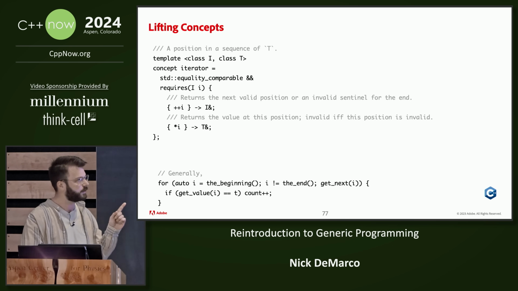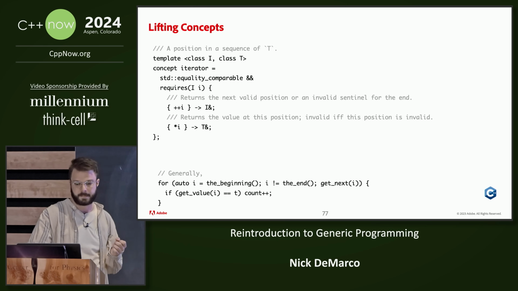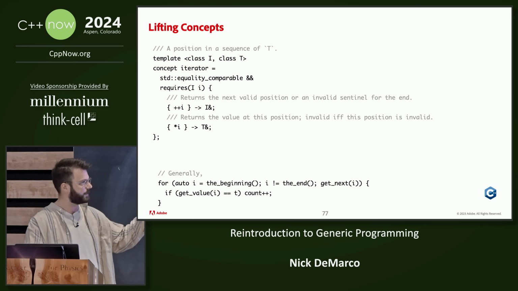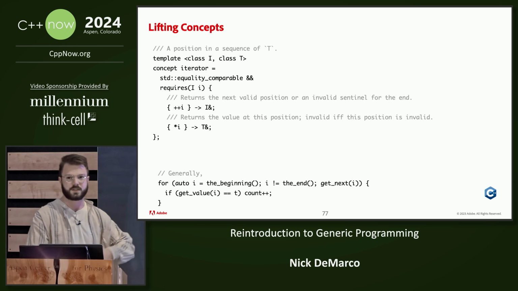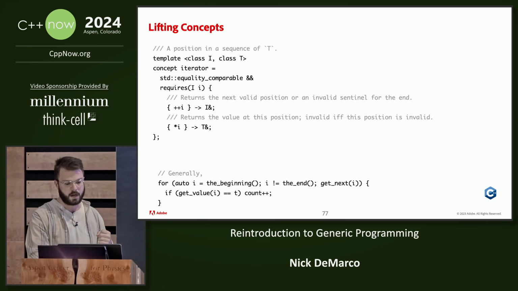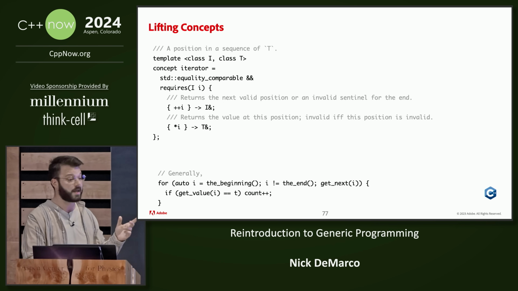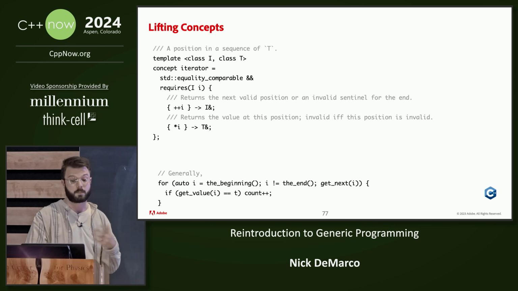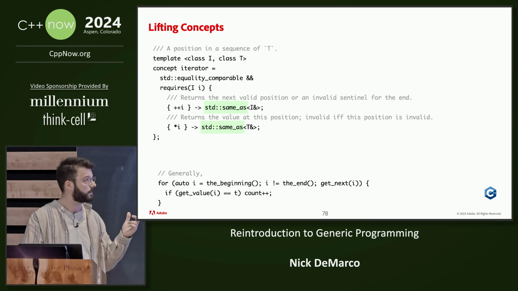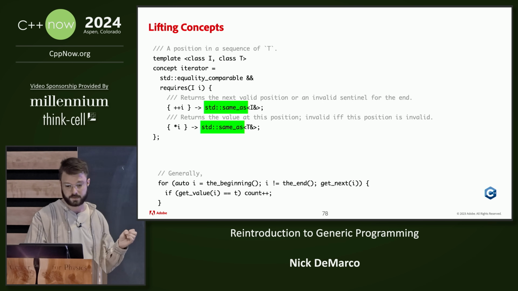But we're not quite done here. At the moment, on the right-hand side of these arrow expressions, we have some types. Reference to I, reference to T, a Boolean. But C++20 doesn't allow that. It requires that we put concepts there, not types. So we're going to use a helper concept called same_as. And if that's a little disappointing to you, trust your instincts. But we'll take what we can get, I suppose.